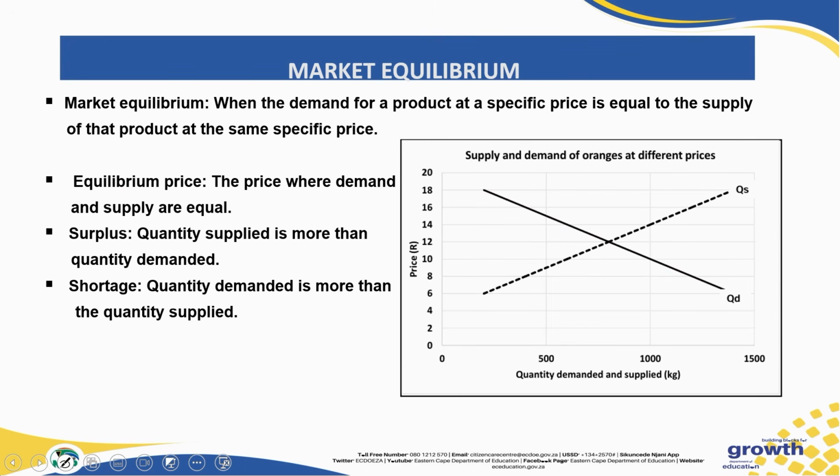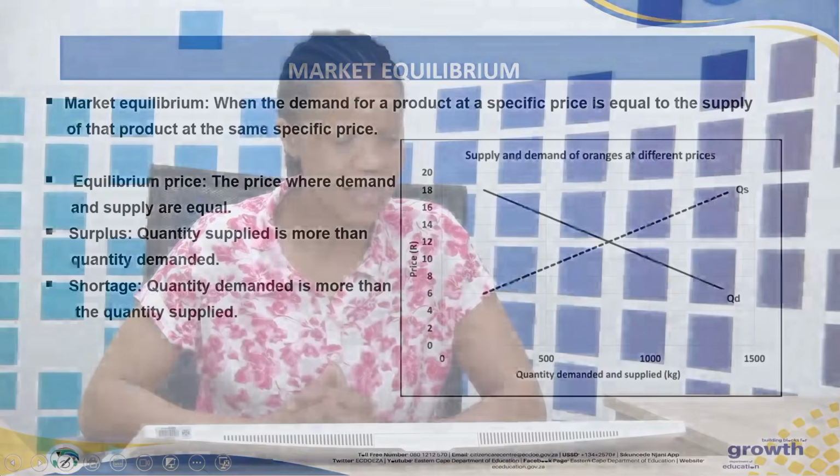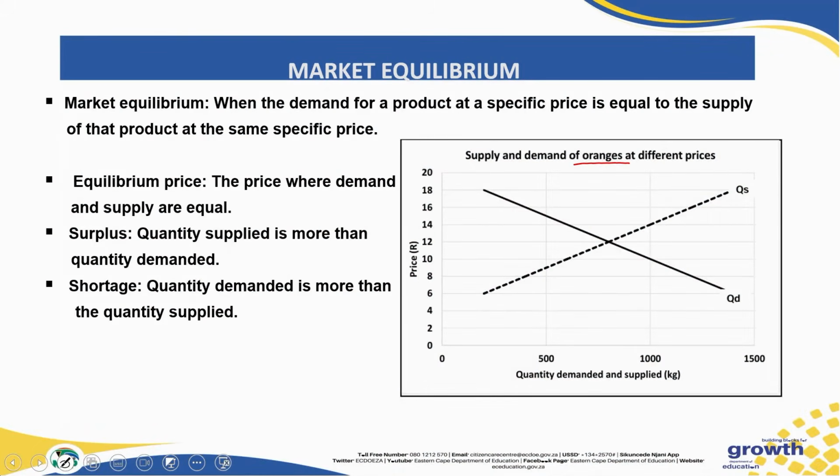And then we also have the market equilibrium. The market equilibrium is when the demand of a product at a specific price is equal to the supply of that product at the same specific price. For example, let's look into this graph. We have the supply and demand of oranges at different prices. So we have the supply curve. This is the supply curve. This is the demand curve as it is shown.